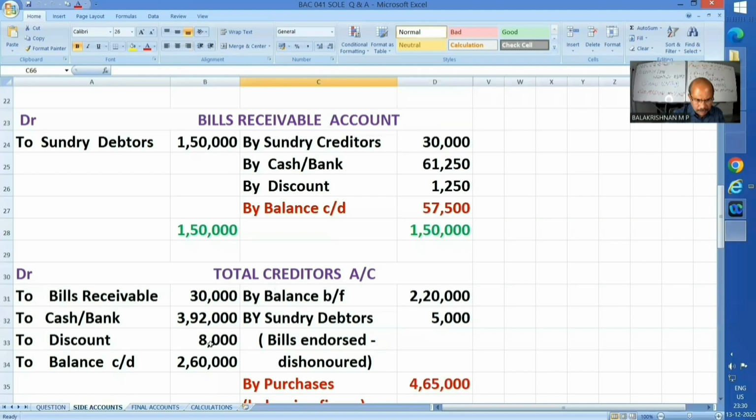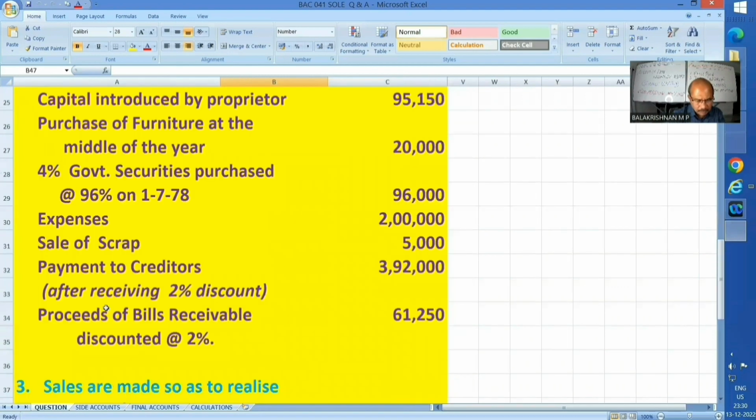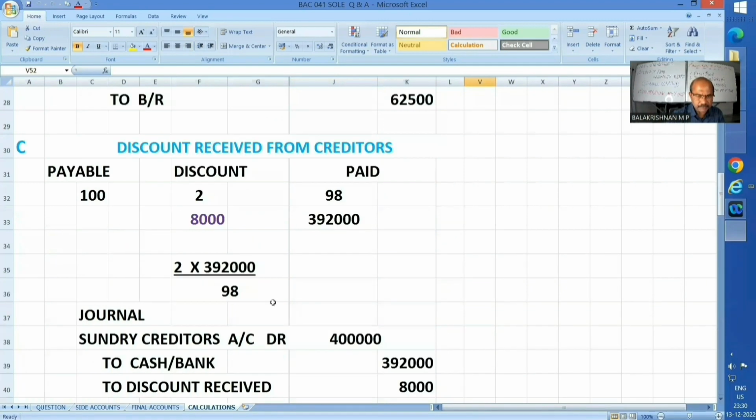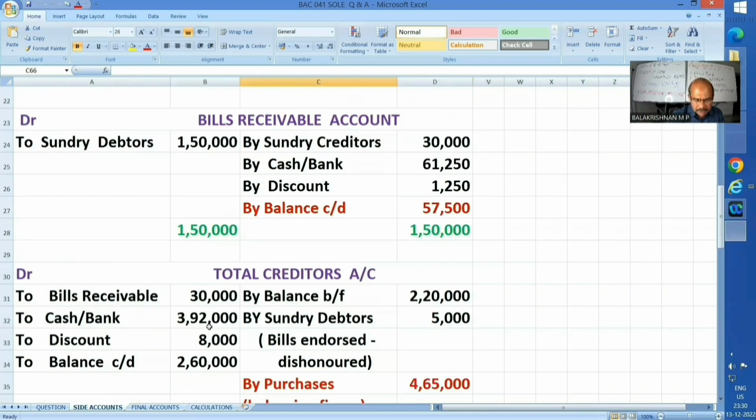Fine, 3,92,000. Then how did I get 8,000 discount? What they say: after receiving 2% discount, they have been given this amount. So they expect us to work back and get the discount. Okay. It is like this. Suppose 100 rupees payable means 2 rupees discount, so paid will be 98. If I paid them 3,92,000, with cross multiplication the discount will arrive at 8,000. That's what exactly I have shown here.